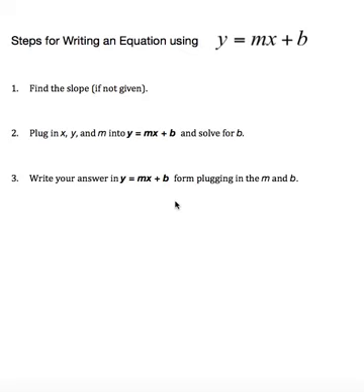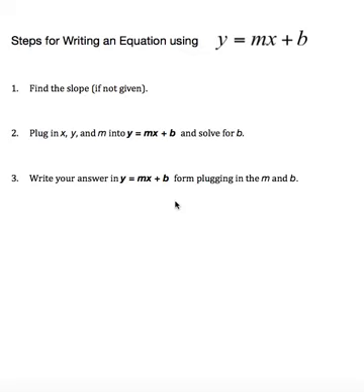Now that we're familiar with what slope-intercept form looks like, which is y equals mx plus b, we need to come up with some steps for turning some information into an equation of the form y equals mx plus b. So the first step is we know we're going to need an m and a b. Eventually, that's what we're going to need to write our equation. So the first step is always find the slope if it's not already given.